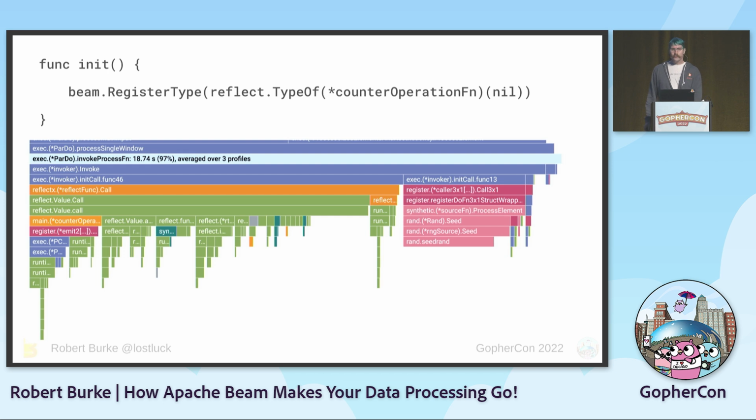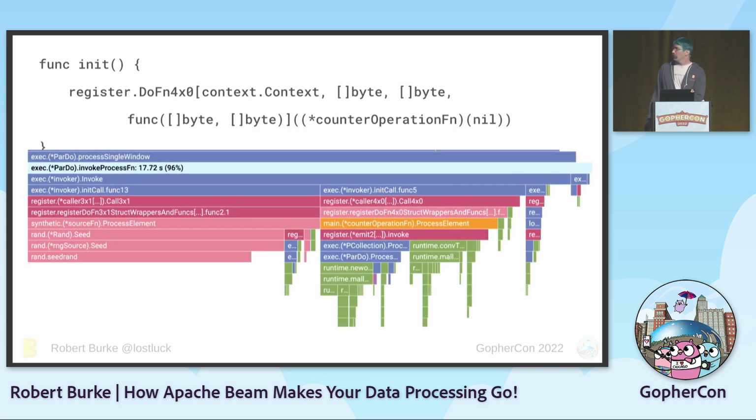So now compare to when we register things and use the generic caller methods that use type assertion. Look at how much space random generation now takes up, and all of that green is simply the runtime conversion from byte slices to interfaces. And it's very clear where the counter operation function call is.